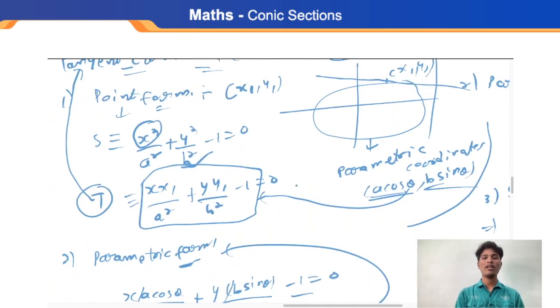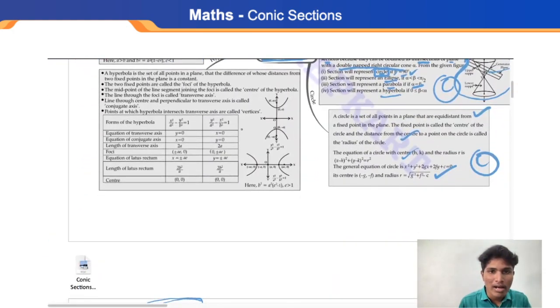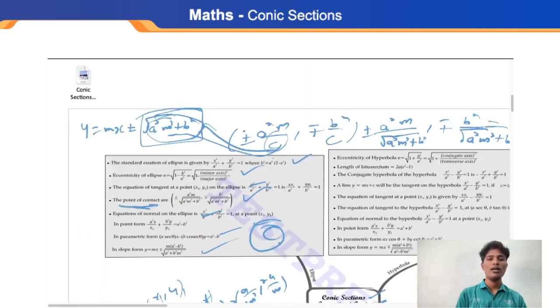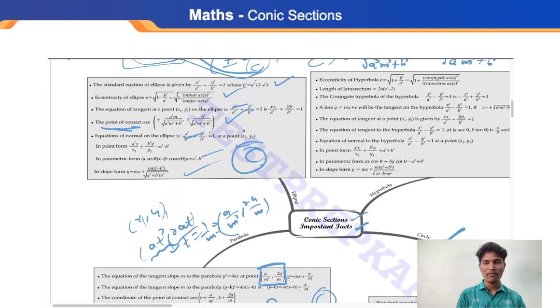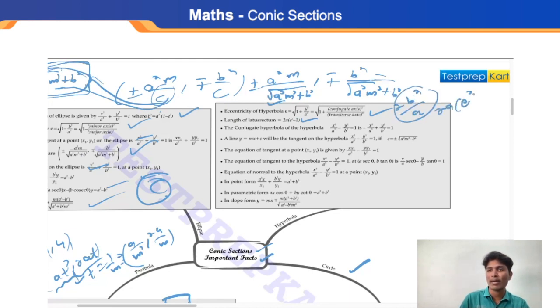These are the equations. I think I already explained this, and this block is completed. That is the hyperbola. Now the important facts: eccentricity of the hyperbola and the length of the latus rectum. There it is 2b square by a, and here it is also 2b square by a only. You can simplify this and calculate it as e square minus 1. And one more thing, what is a hyperbola? When eccentricity is greater than 1, it is called a hyperbola.